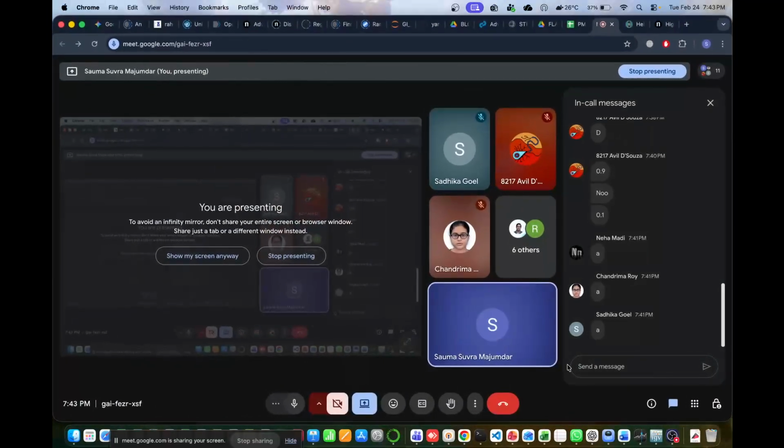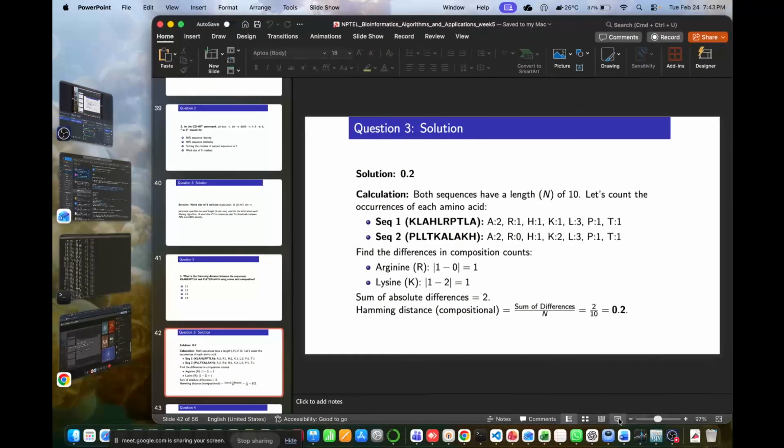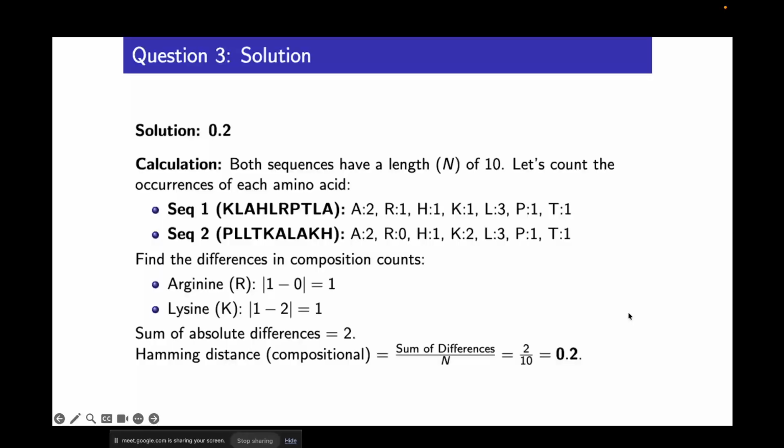So, a lot of you answered point one? I'm curious to know how you got point one. Sir, I forgot to account for the R because it was not present in the second sequence. Okay, it was a silly mistake. You need to be careful about that, because in exams also these kinds of questions will probably come. So be careful when you're doing these comparisons. Okay, moving on.